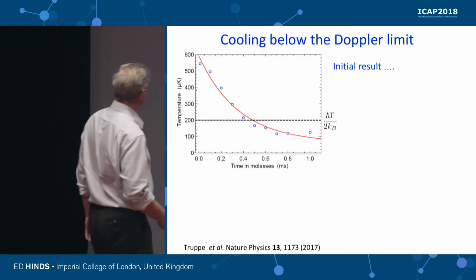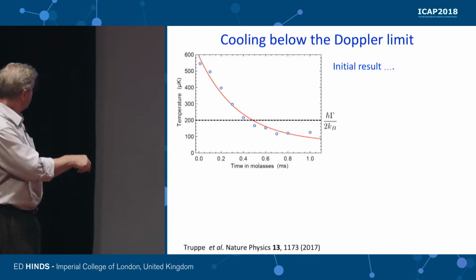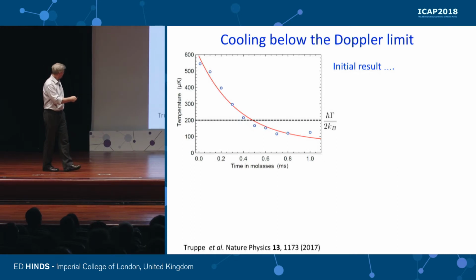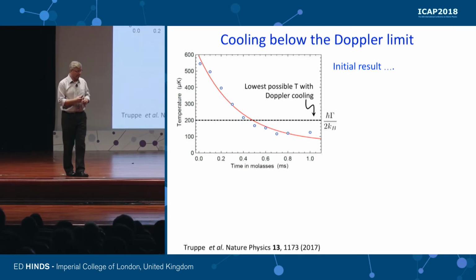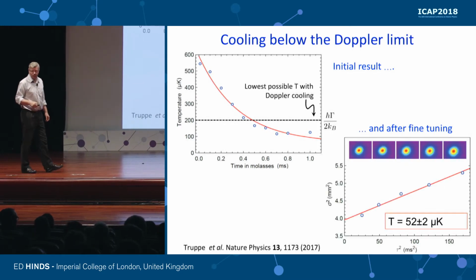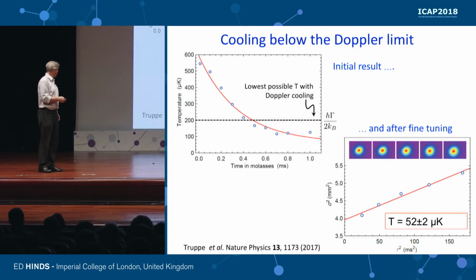And the first experiment that we did shows this fabulous cooling here. So in 1 millisecond, the temperature has come crashing down to here below this dashed line. And that dashed line is the lowest temperature that it's possible to have with Doppler cooling. After a bit of fine-tuning, we get a temperature of 52 microkelvin.